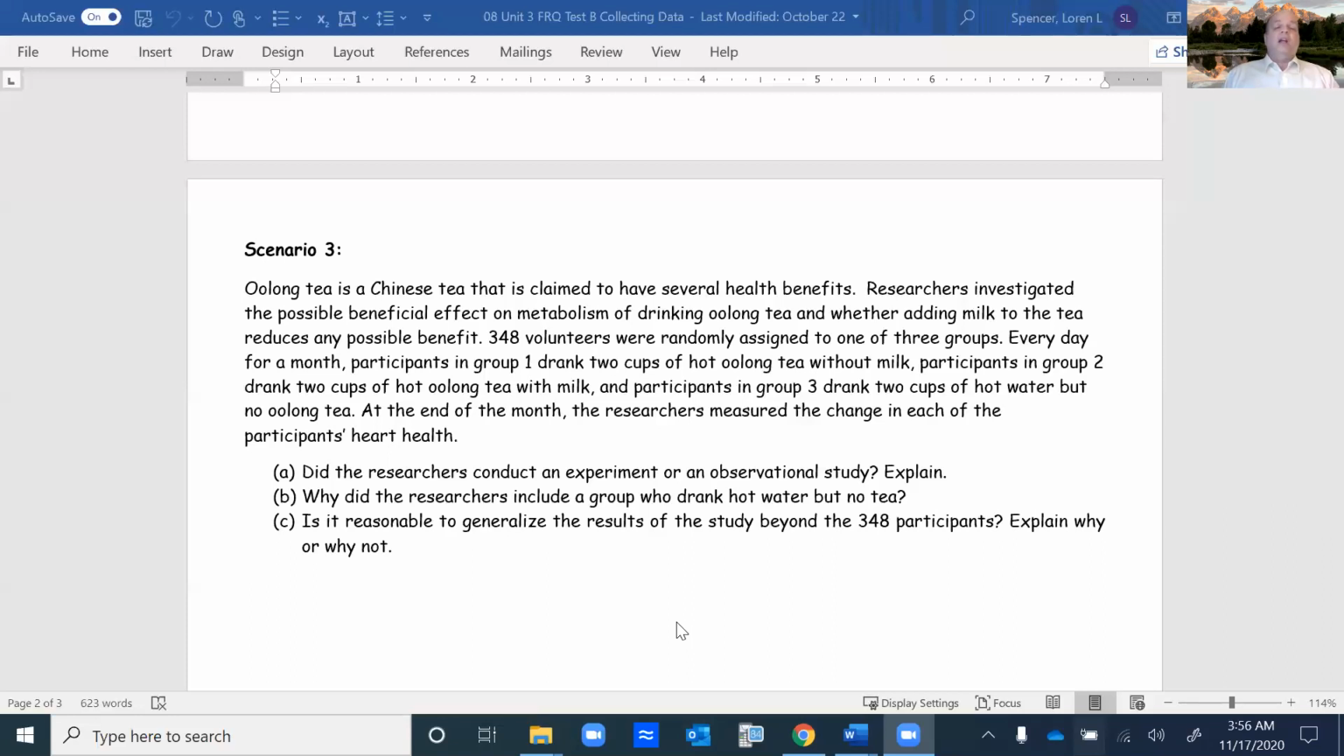But you had to say the 348 are representative of the XY population, therefore I can generalize to the XY population, or the 348 are not representative of the general population, and I cannot generalize because they were volunteers and not representative of that population. Just because they're volunteers doesn't mean they're not representative, but you need to make sure that you say that they are or they are not.